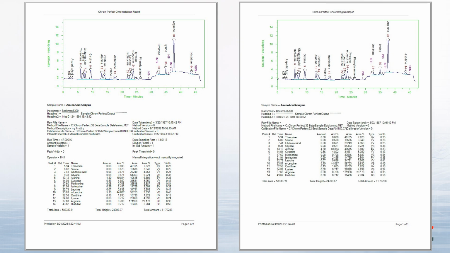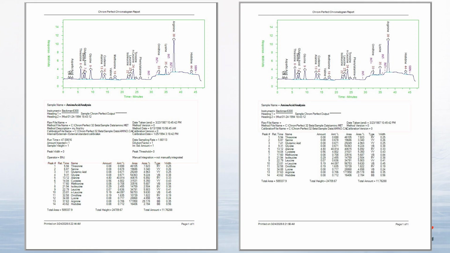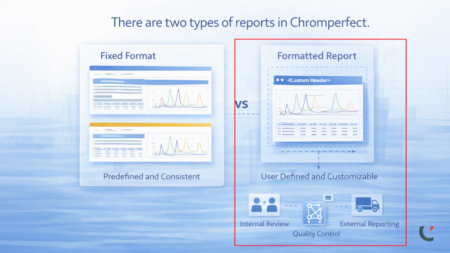In terms of layout and results, these formats are identical. The only difference is that the long-form option has a more detailed header section, which provides more details than the shorter format. The second type of Chromperfect report is the formatted report.